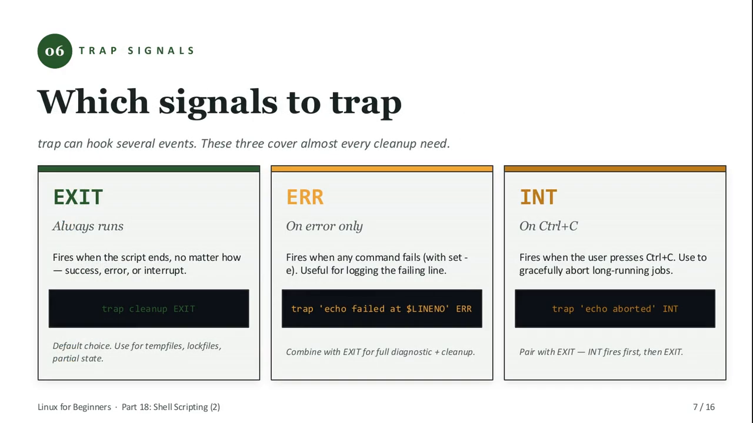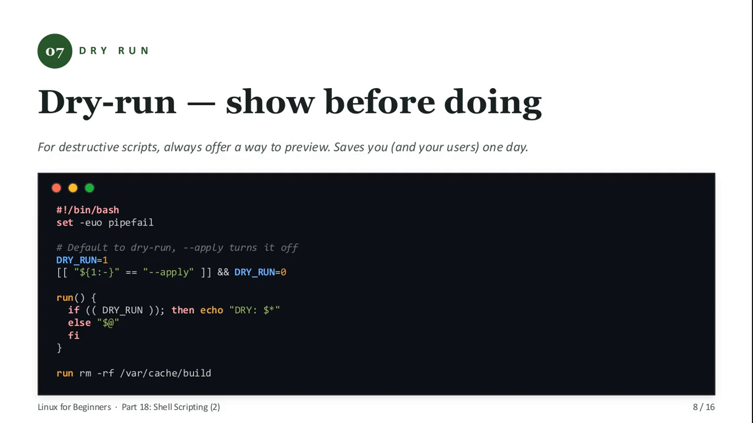EXIT isn't the only signal worth trapping, though it's the workhorse. ERR fires whenever a command fails under set -e, which makes it perfect for logging exactly where things went sideways. That $LINENO trick will save you hours of debugging. INT catches Ctrl+C, so you can shut down gracefully instead of leaving half-written files behind. And here's the nice part. You can stack them. INT fires first, then EXIT runs your cleanup, giving you both a diagnostic trail and a tidy exit.